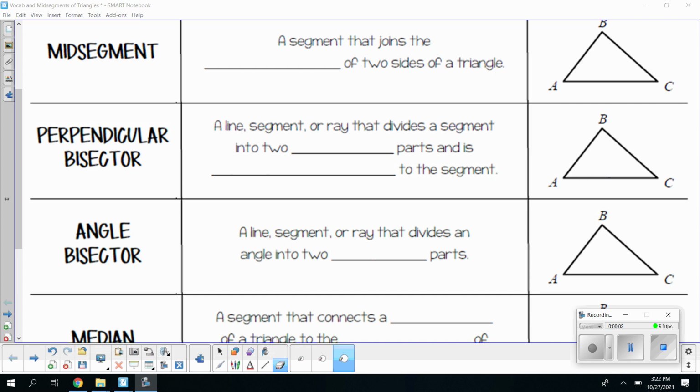Okay, geometry students, today we are going to talk about perpendicular bisectors and angle bisectors. So please turn to the front of your Chapter 5 notes and let's look at some definitions. Our first definition is perpendicular bisector.